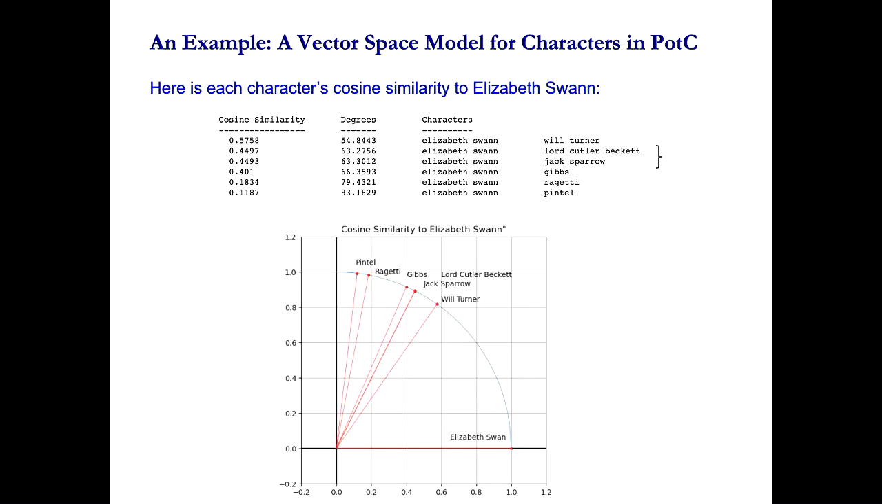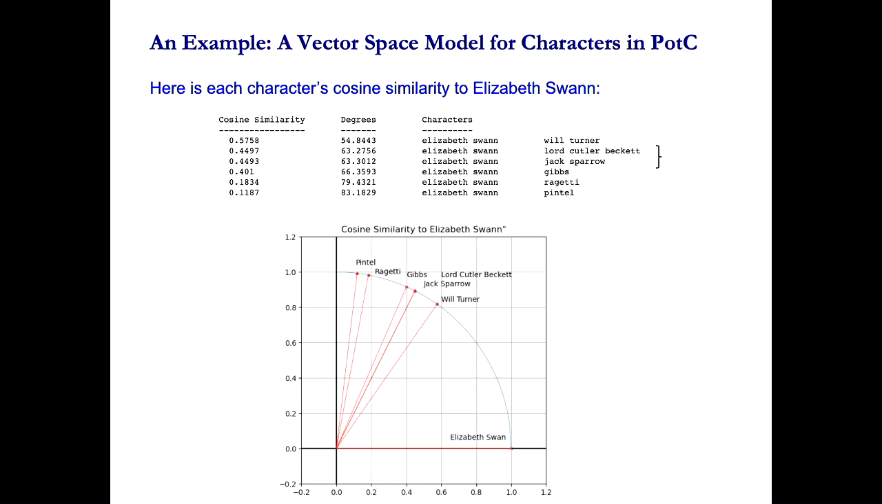Jack Sparrow is 0.4493, and Lord Cutler is 0.4497. That corresponds to 63 degrees, a difference of 0.03 of a degree, or 0.004 in the cosine similarity. So there are actually two dots here, you just can't see them. Interesting, I'm not sure what you make of that in terms of the story.